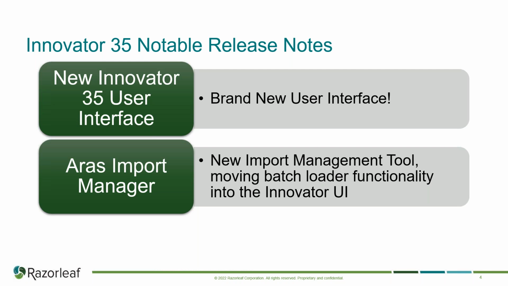Alongside that, there's the Aras Import Manager. This was actually initially introduced for release 33, so it's available for 33 to 35. It's a new import management tool that's moving batch loader functionality into Innovator. You're able to track your steps as you're doing these imports and make sure that they're all validated and going in without any issues.